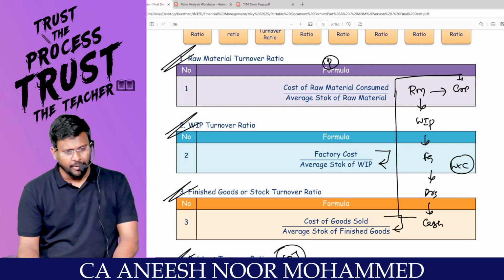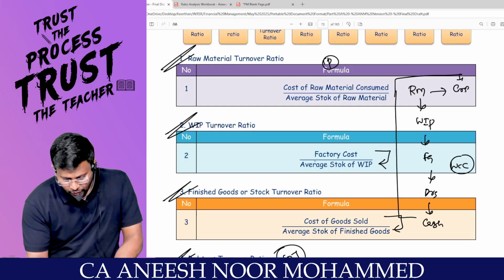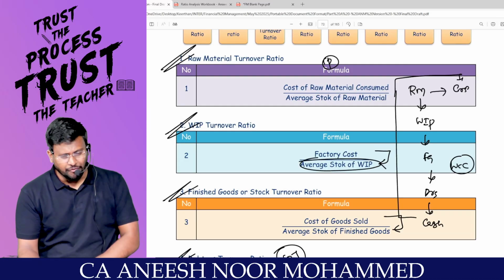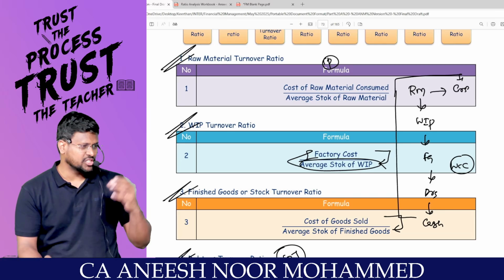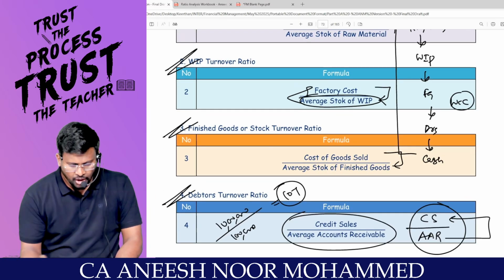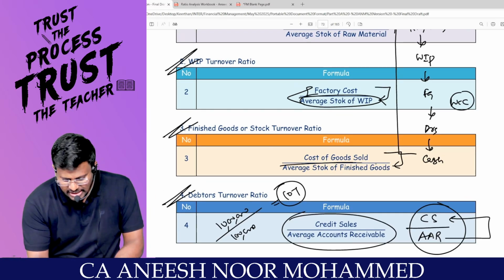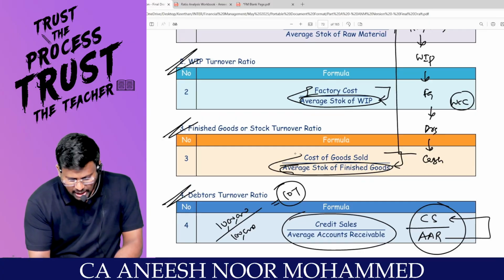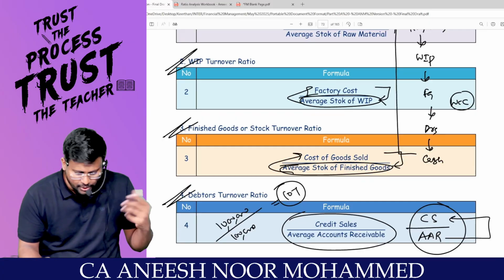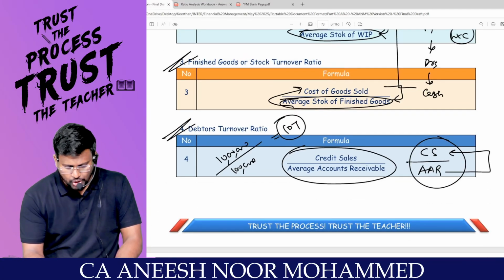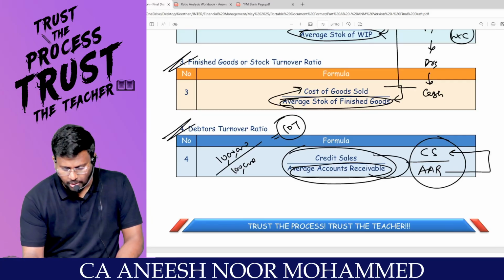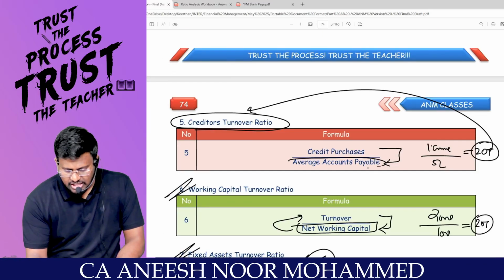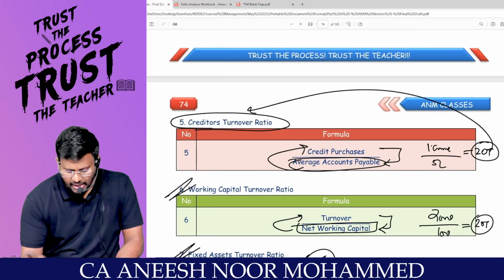What does WIP mean? With this much of average stock of WIP, how much factory cost I incurred? Right, sir? Finished goods turnover ratio. With this much average stock of finished goods, how much cost of goods sold I generated? Are you really with me? Debtors turnover ratio. With this much of average accounts receivable, what is my credit sales? With this much of average accounts payable, what is my credit purchase?